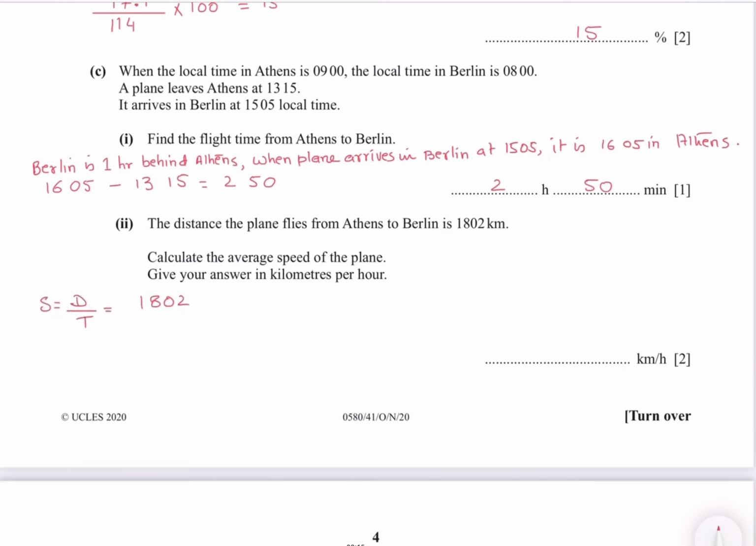So distance divided by time. So time, convert 50 minutes into hours. So you can write 50 minutes and convert it into hours. So you have to divide it by 60. So this is 0.83. So 2.83 hours the time is. So now you divide it. So you get 636. So this is your average speed, 636 km per hour.